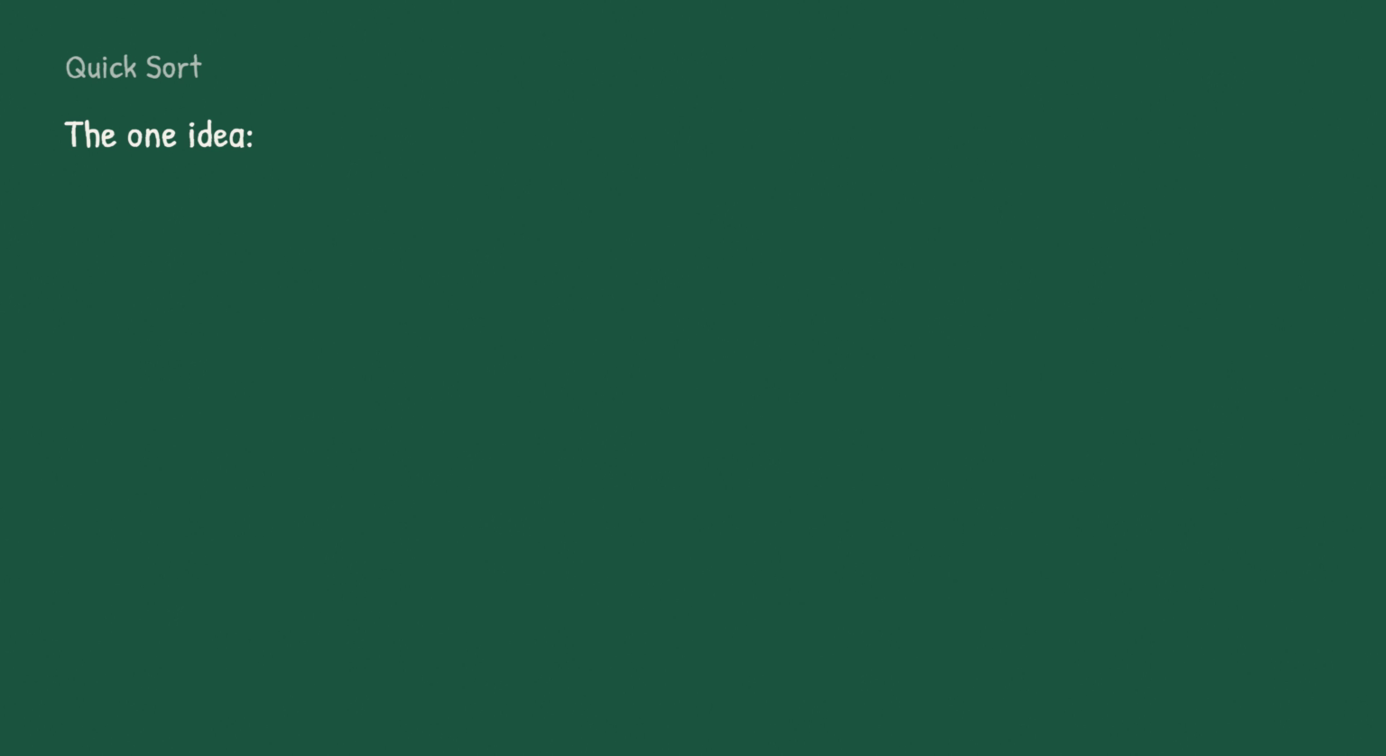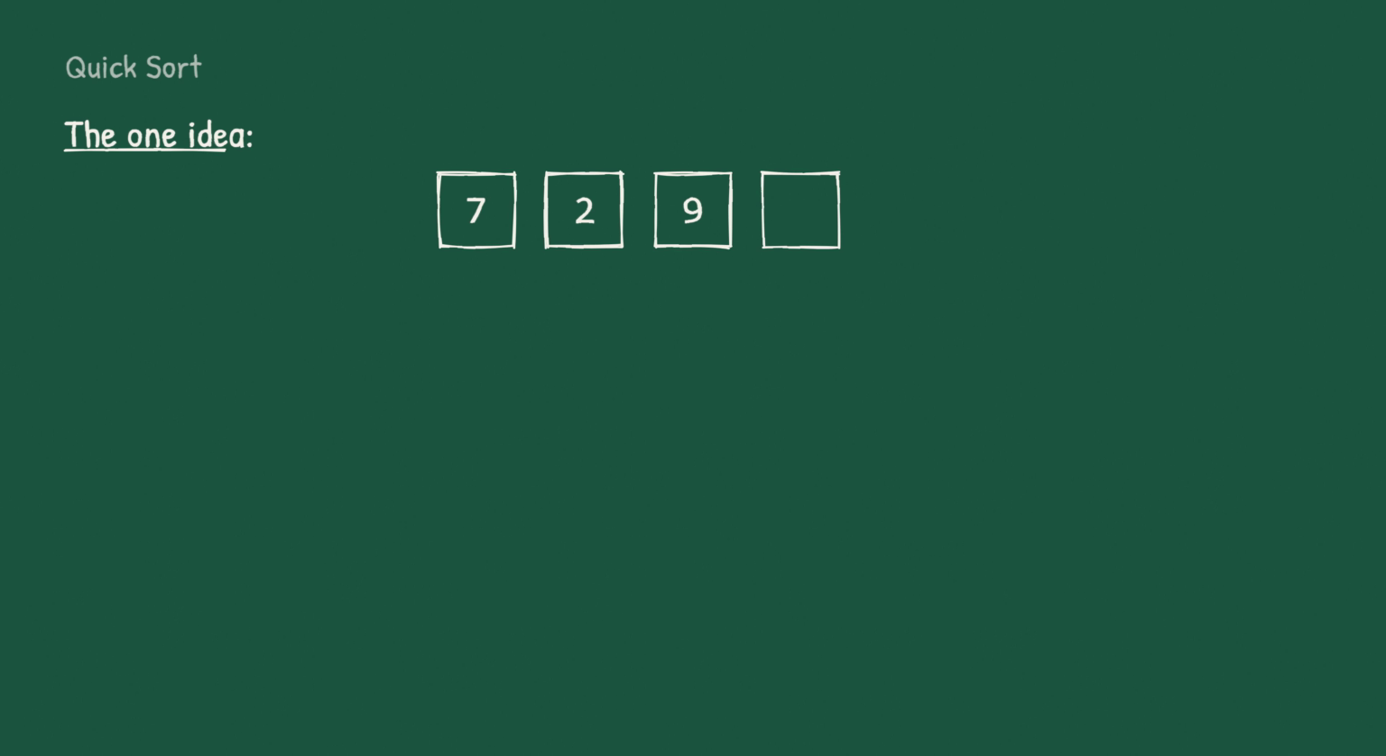Here's the one idea behind quicksort. Just one. We pick one number from the list, we call it the pivot. We could pick any number as the pivot. For simplicity, let's always pick the last one. 5. Now here's the move. We go through everyone else and we ask one question. Are you smaller than 5 or bigger than 5?